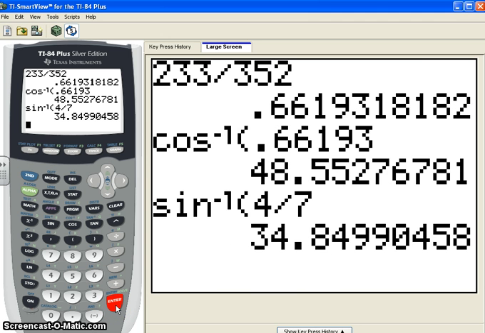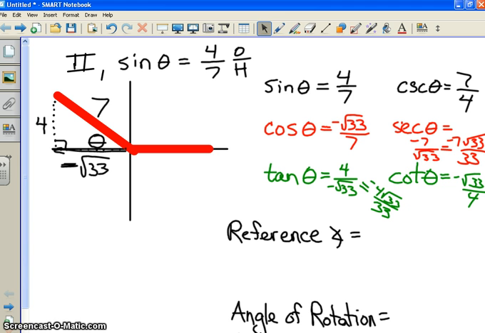And I get about 35 degrees. So that tells me my reference angle is 35 degrees. So this little angle in here is 35 degrees.